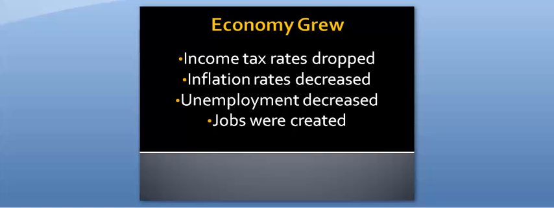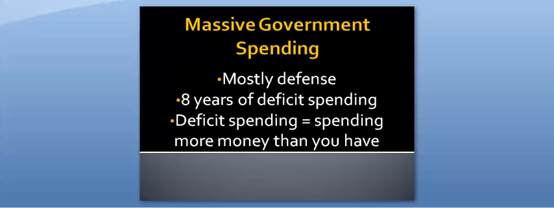However, the economy did grow during this time. Income tax rates dropped from 70% to 28% between 81 and 88. Unemployment, which had reached 10.7% in 1982, then decreased as the economy improved. Inflation rates decreased and jobs were created. This was coupled with massive governmental spending, especially in defense, which meant 8 straight years of deficit spending, or spending money that the government did not take in. The U.S. national debt tripled during Reagan's 8 years in office, from $1 trillion to $3 trillion.